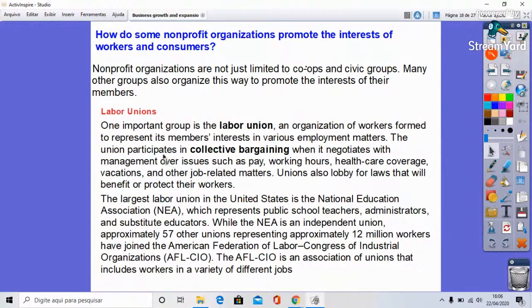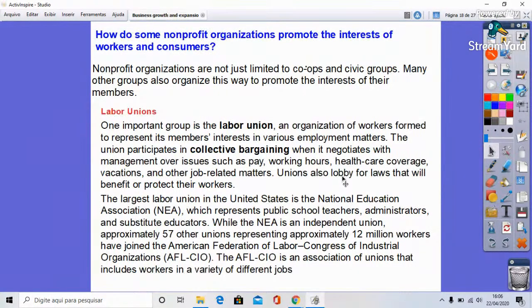The union participates in collective bargaining. Okay, it negotiates with management over problems or issues such as pay, working hours, healthcare coverage, vacation, sick leave, maternity leave, and other job-related matters. They also lobby for laws. They go to the Congress and they lobby for laws that will benefit or protect their workers.